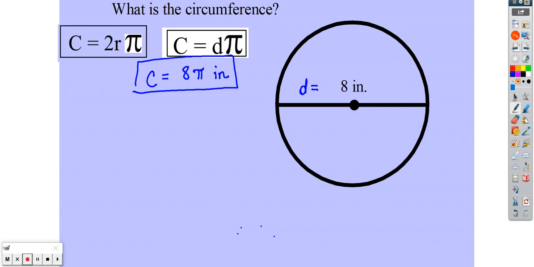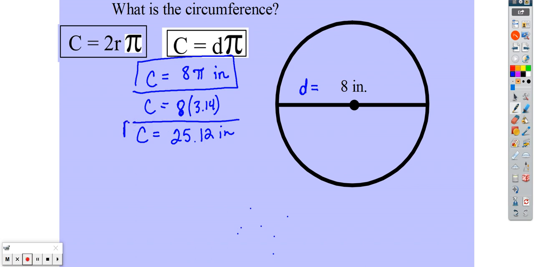But I also need to be able to calculate my answer. I have 8 times pi, okay? That's 8 times 3.14, and that would give me the calculated answer, which is 25 and 12/100 inches. So the distance around this circle would be 25 and 12/100 inches. That would be like the string that you would be putting around the cup from the Circle Lab.